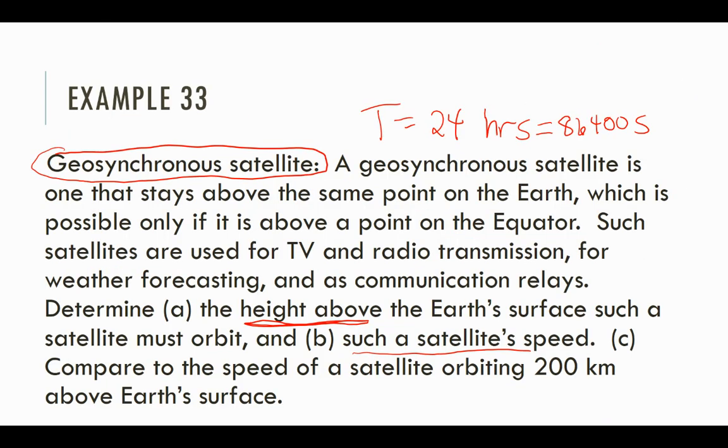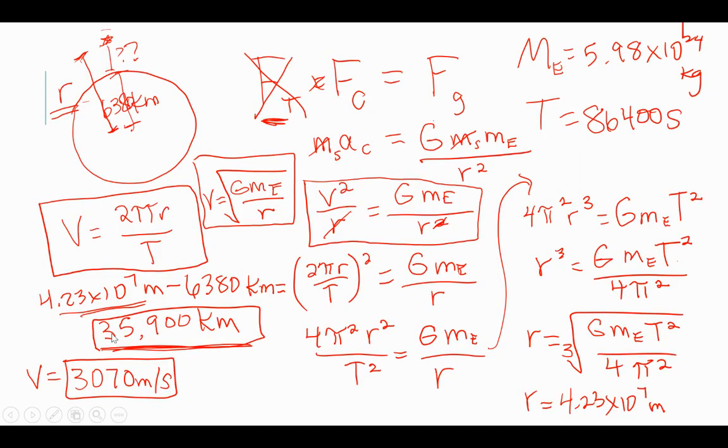And then the last part says, compare to the speed of a satellite orbiting 200 kilometers. So this is orbiting at 35,900 kilometers. But say we want to know what would its speed be if it was really low toward the Earth and only 200 kilometers away. So you can go back through, solve for the speed with that radius. Or again, you can do it over here because we know the mass of the Earth and we know the radius. You cannot put 200 kilometers in there for radius, though. You have to put 200 kilometers plus the radius of the Earth, 6,380 kilometers. Add those two together to put in your R value.